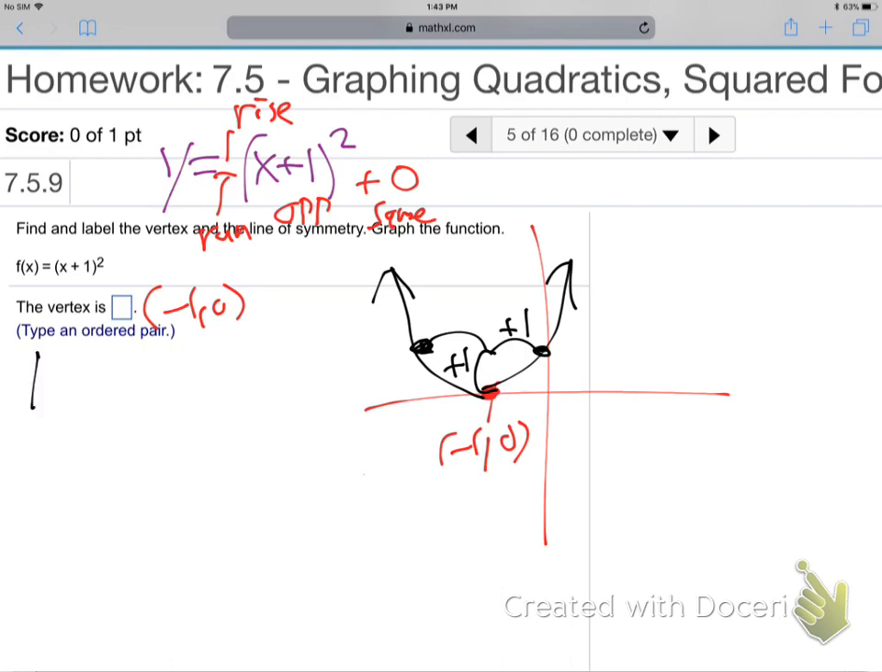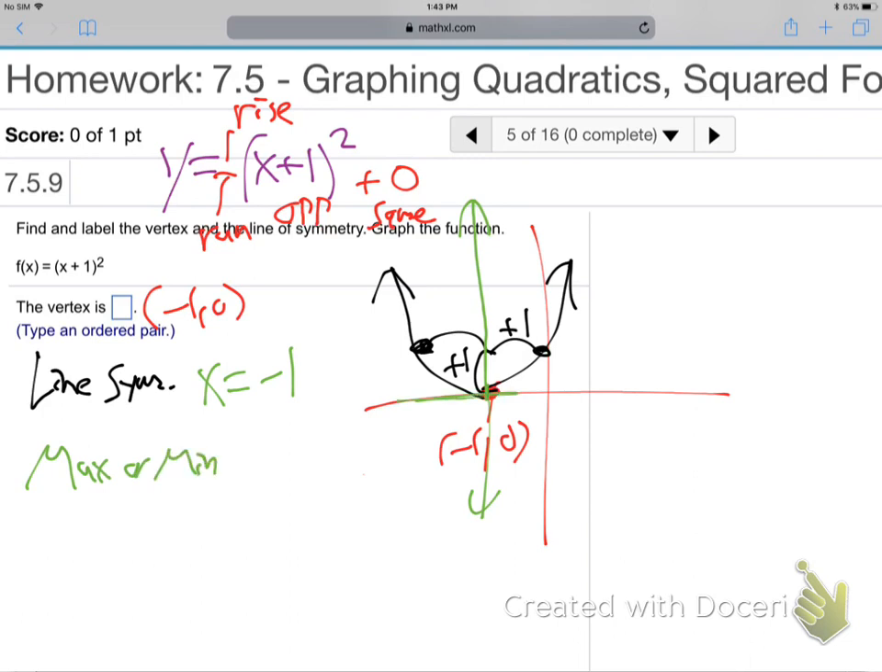And so the line of symmetry would be the line that spears right through the middle of the shape. Careful, don't forget the x. They want x equals negative 1. And does this one have a max or min? It has a bottom, has a minimum. What's the minimum value? 0. Right, the y. It's always the x value and the y value. Those are the two answers. Centers everything. Good?